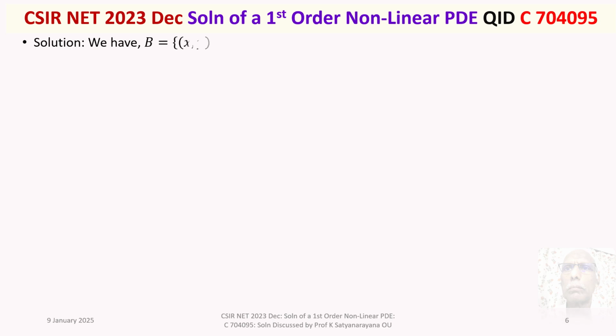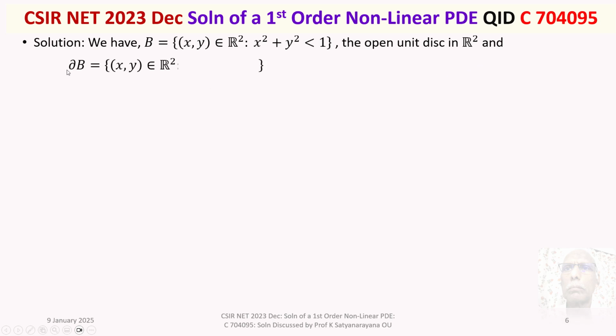Let us now discuss the solution of the problem in detail. We have B, the set of all ordered pairs (x, y) belonging to R square satisfying x square plus y square less than 1, which is an open unit disk in R square. Del B is the boundary of B, and B bar is B union del B, that is B closure. And the boundary is the unit circle.